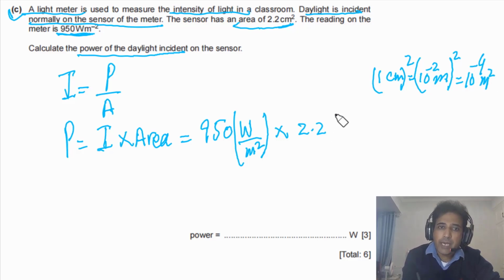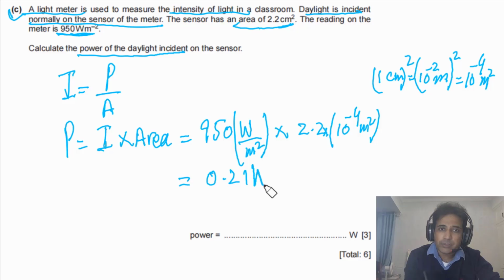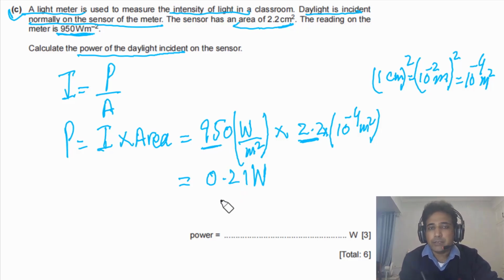Now we replace centimeter square with 10 to the minus 4 meters square, and multiply. If we solve this, we will get 0.21 watts. This is the final answer. The given data has 2 significant figures, so the final answer should also have 2 significant figures.